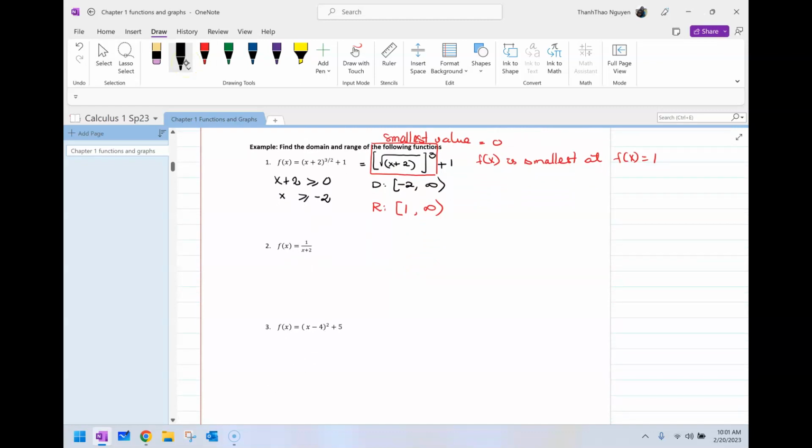Well, x plus 2 here cannot be 0. So x cannot be negative 2. So the domain here is going from negative infinity to negative 2, union with negative 2 to infinity. And the range for this function is from negative infinity to 0, union with 0 to positive infinity.